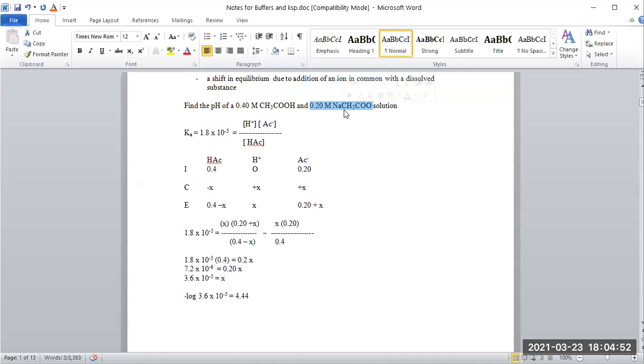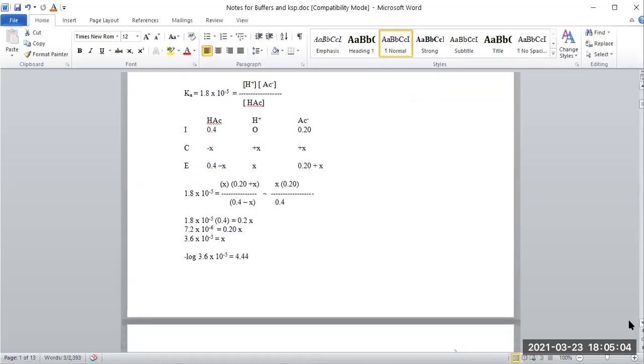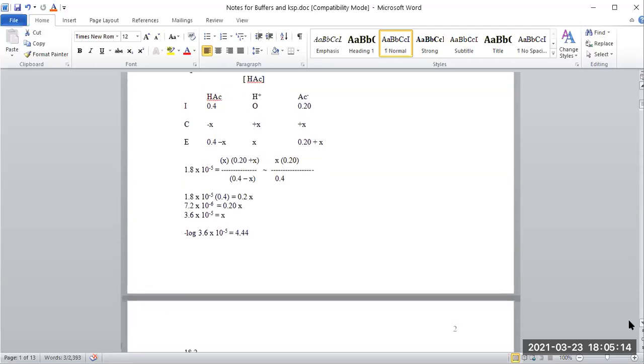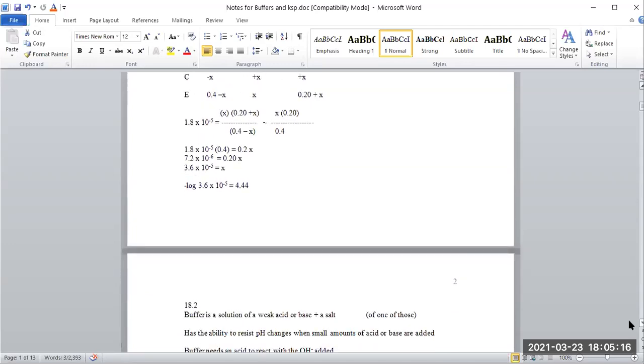However, that does make the math for finding my X a bit more straightforward than having to slog my way through the quadratic. And as I go down through this, I end up with an X value of 3.6 times 10 to the negative 5th. And it did ask you what the pH was. So negative log of that, and I have a pH of 4.44. Kind of makes sense, okay?